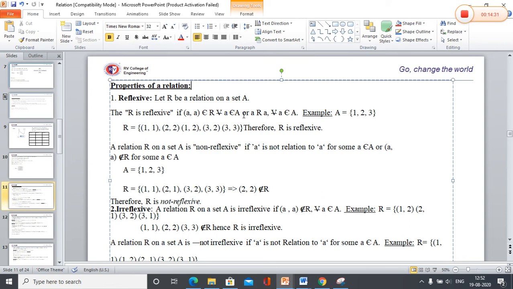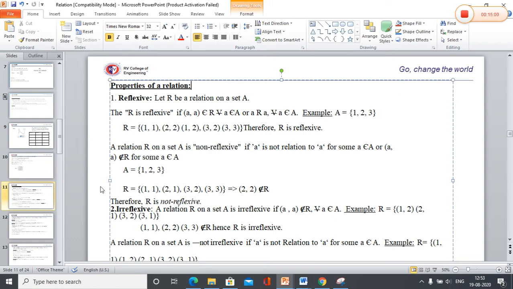What does it mean? I am saying R is a relation on A. That means R is what? A subset of A cross A. Now I am saying we should have (a, a) belonging to R for each a belonging to A. So what does it mean? For example, if A is equal to {1, 2, 3} and R is a relation on A, that means R is a subset of A cross A. Now A cross A is what? (1,1), (1,2), (1,3), (2,1), (2,2), (2,3), (3,1), (3,2), (3,3).